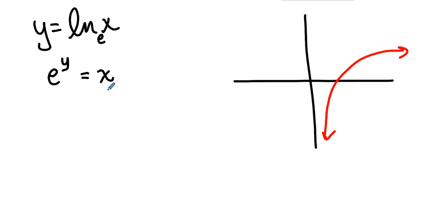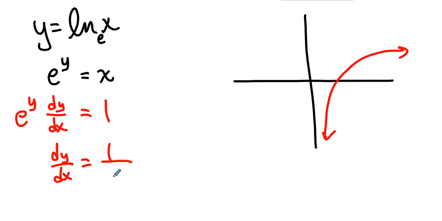Now, our last lesson taught us how to take derivatives of the exponential function, so we can take the derivative of e to the y, right? The derivative of e to the y is e to the y times dy dx. That's the chain rule, right? The derivative of e to the x is e to the x. The derivative of e to the y is e to the y times dy dx. And the derivative of x is 1. So dy dx is 1 over e to the y.